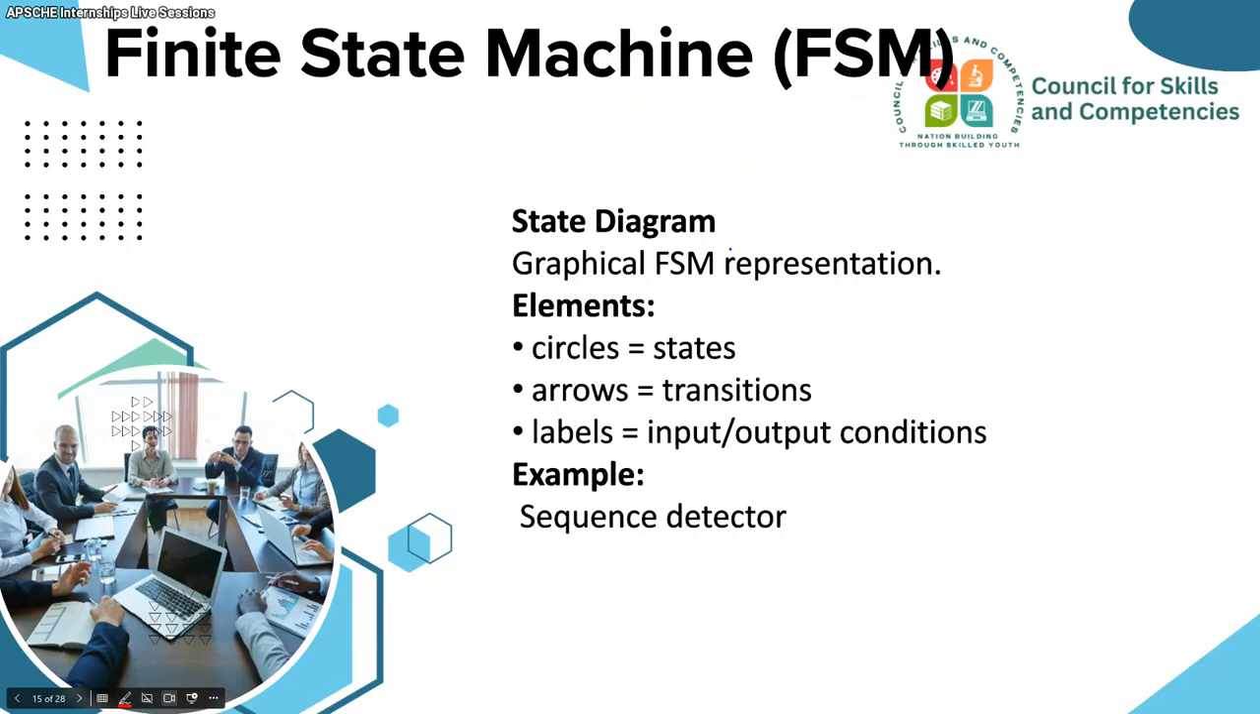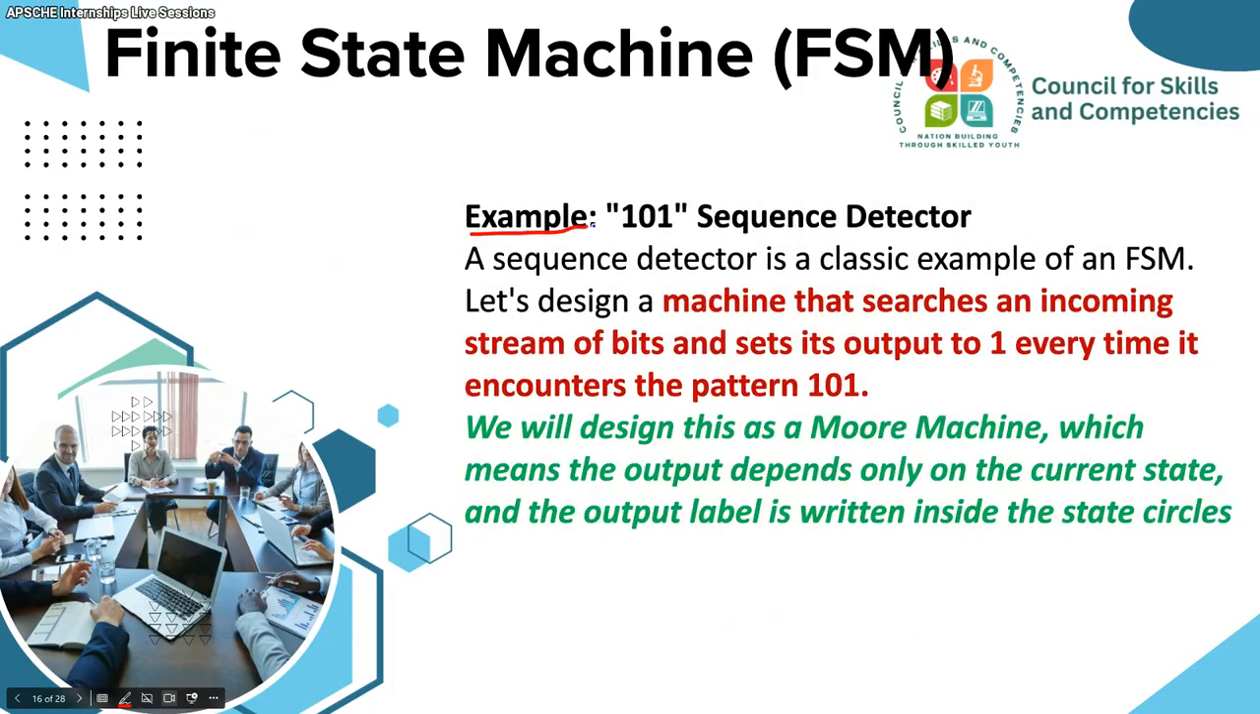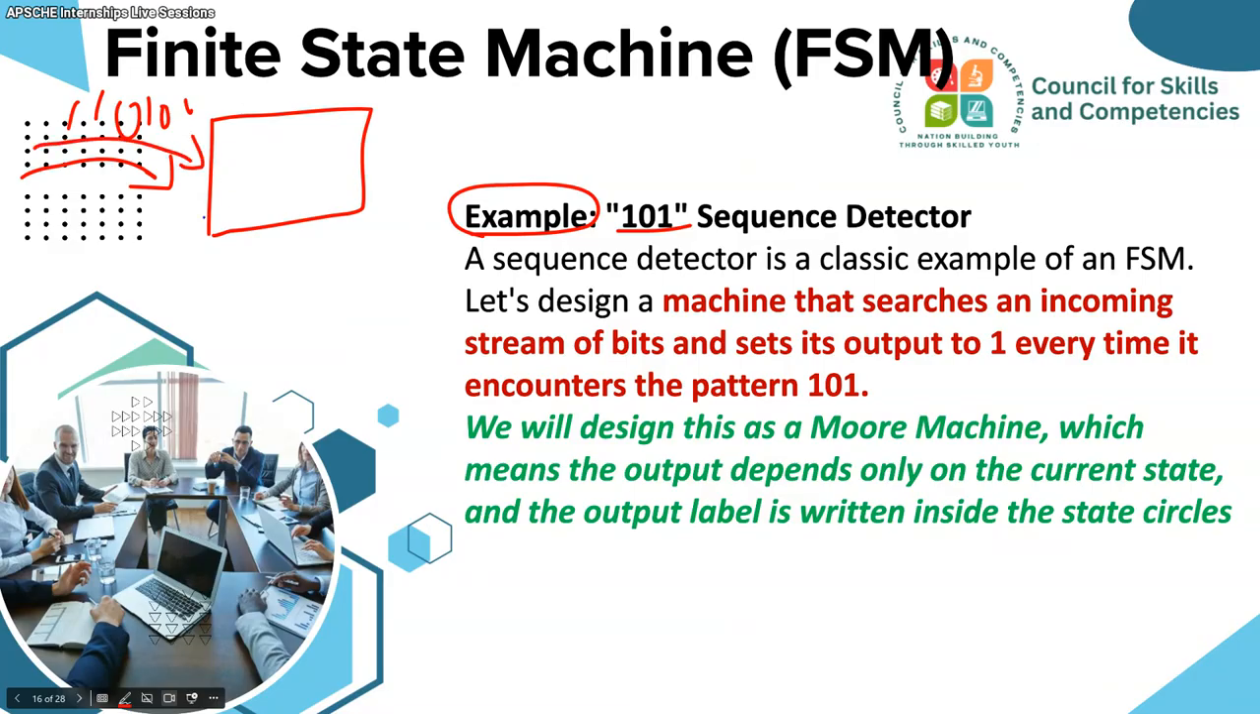Now let us try to understand this by solving a problem: a 101 sequence detector. I have a machine. Please try to understand. I am going to give serial inputs 1 1 0 0 1. It will get the input continuously, and if it finds the pattern 101, it will give 1 as an output. Otherwise, it will give 0 as an output. This is the system I am going to design.